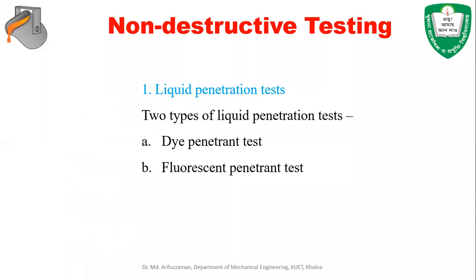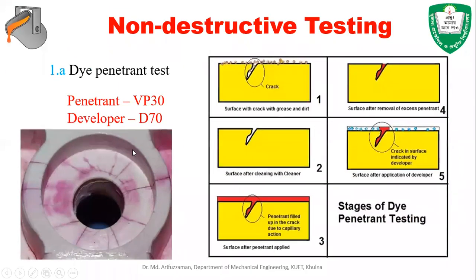The first one is the liquid penetration test. There are two types actually. One is dye penetration, and another one is fluorescent penetration. In the case of the dye penetrant test, this is the method here. You identify the cracks on any surface, like metals or ceramics or anything else, using a penetrant and a developer.